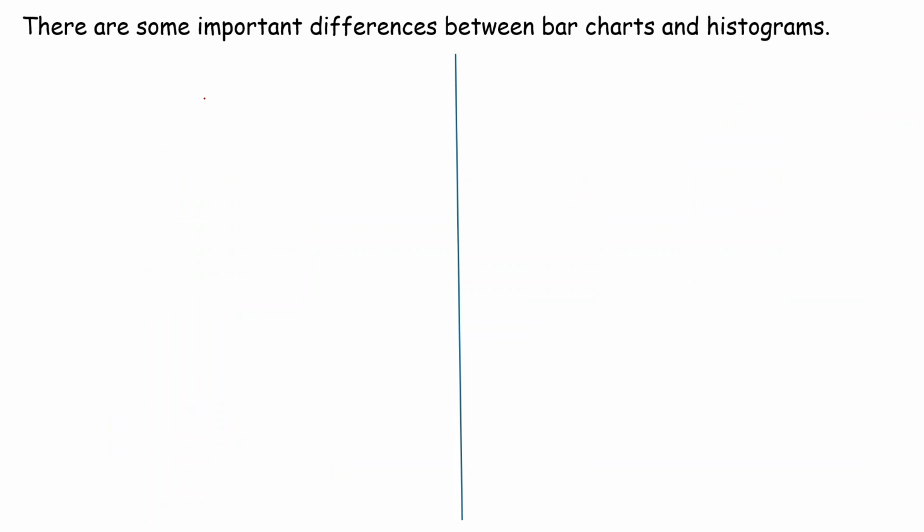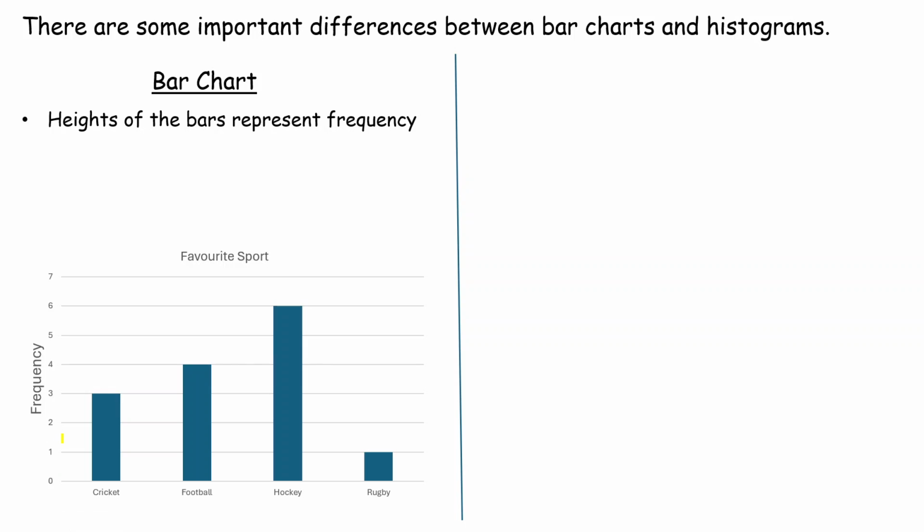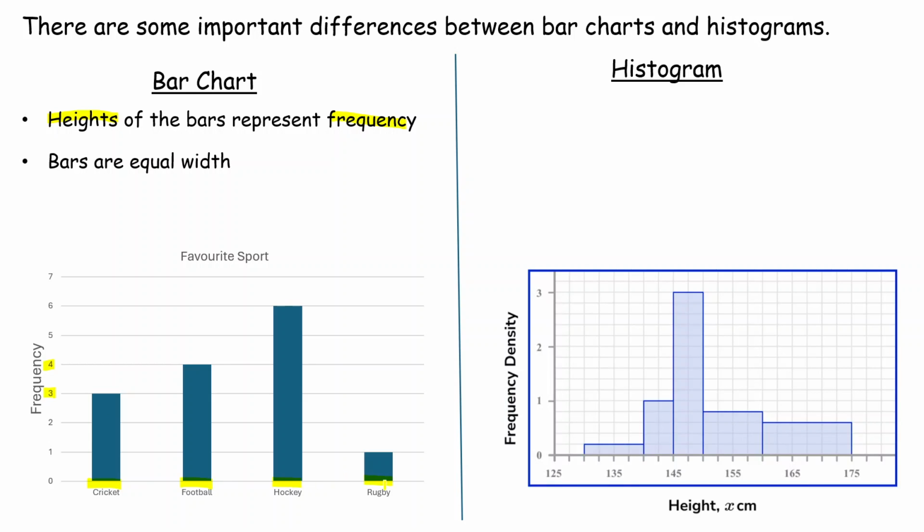So there are some really important differences between a bar chart and a histogram. So a bar chart, the heights of the bars represent frequency. So how many? For example, there are 3 people that play cricket. There are 4 people that play football. The bars are equal width. That's really important. We can literally see the width of these bars, they are all exactly the same width, which is really important.